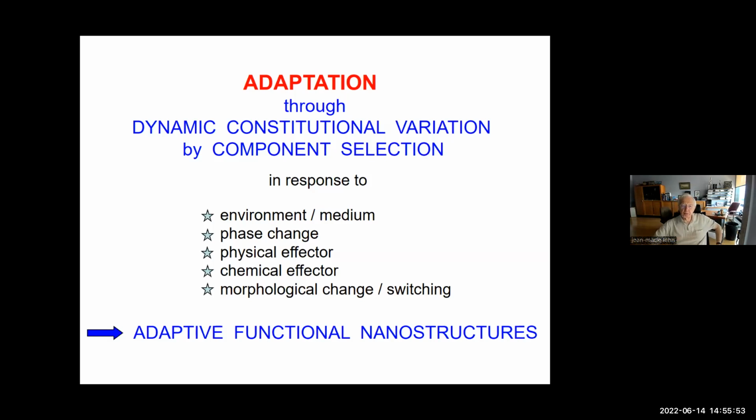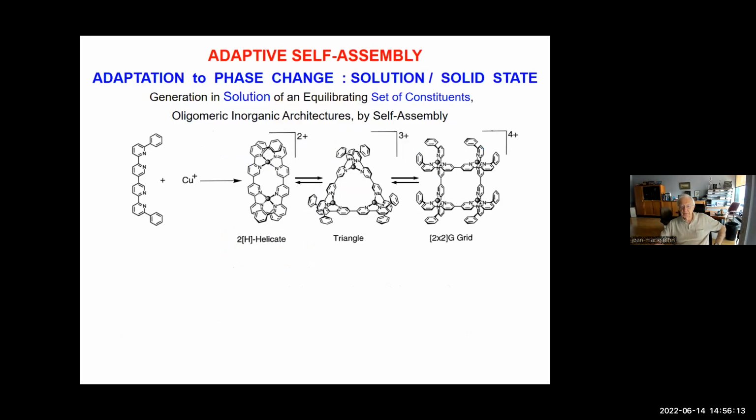Adaptation means that the system will respond to changes in the environment, phase changes, physical effectors, for instance heat or pressure, chemical effectors like protons or metal ions or other molecules, and even change of shape, but I will not talk about that. So this will be adaptive nanostructures.